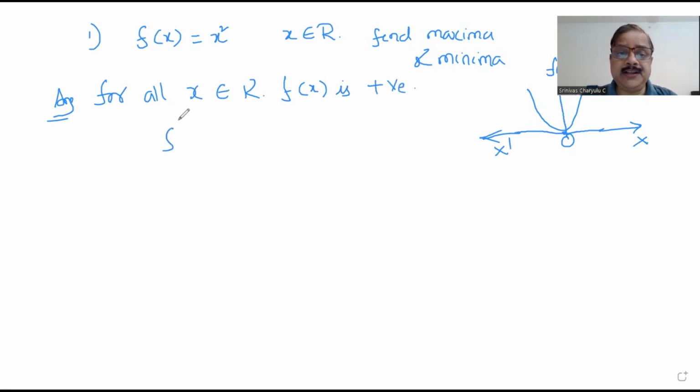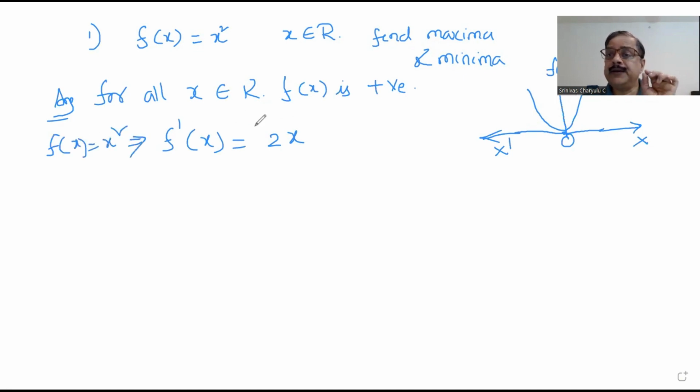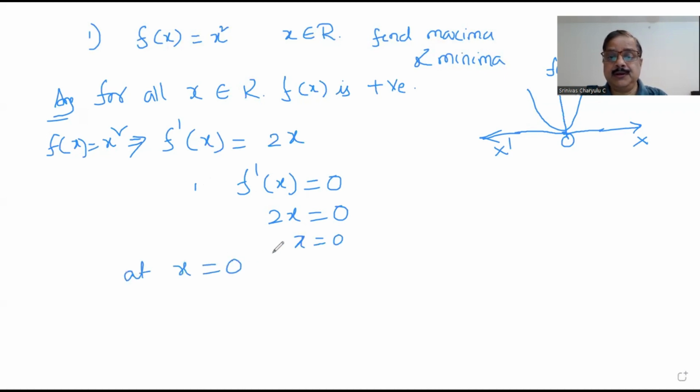Next point is we'll differentiate this. Our idea is to check the critical points. f dash x is equal to 2x. Why? f of x is equal to x square, therefore, f dash x is equal to 2x. For finding out the critical point, what we are doing? We are equating the f dash x to 0. If f dash x is equal to 0, then 2x should be equal to 0. Then x is equal to 0. That means at x is equal to 0, f of x has a minimum.